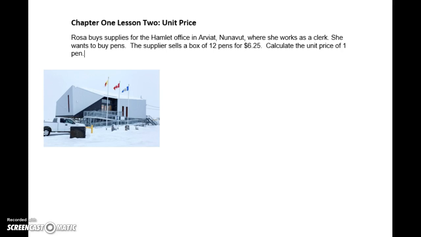So here is example number 1 from your notes. Rosa buys supplies for the Hamlet office in Arviat, Nunavut, where she works as a clerk. She wants to buy pens. The supplier sells a box of 12 pens for $6.25. What we're asked to do here is to calculate the unit price of one pen. So following along with the technique that I taught you in the last video, we're just going to underline what exactly we need to do. So here we're going to calculate the unit price of one pen.